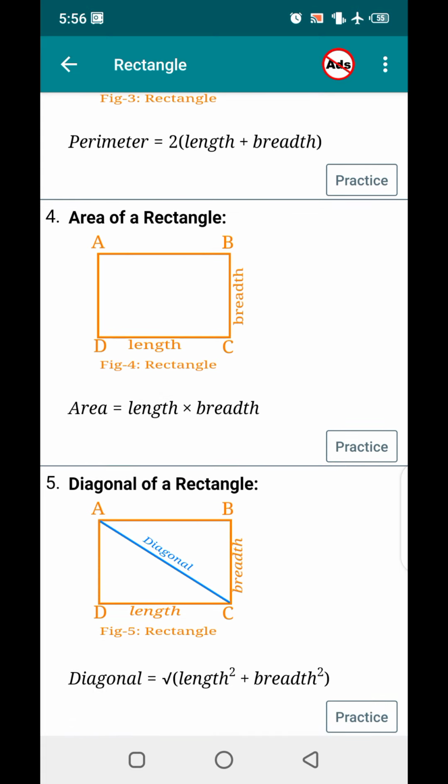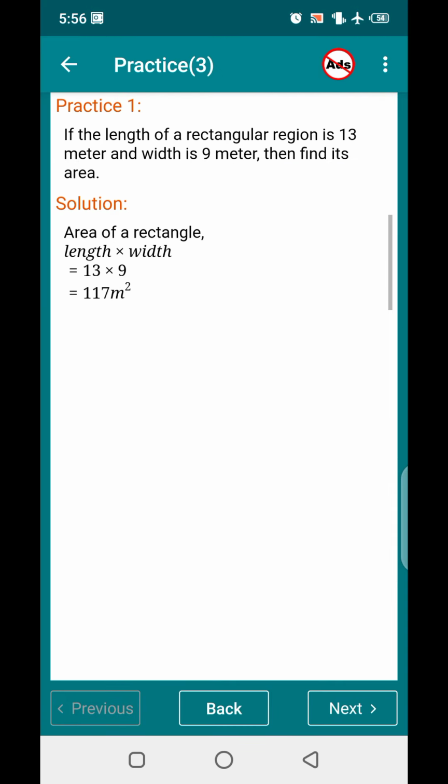Now we are practically trying to learn about the area of a rectangle. So go through it. For example, here is a practice question: if the length of a rectangular region is 13 meters and the width is 9 meters, then find its area. There is some rectangular shape whose length is 13 meters and width is 9 meters.